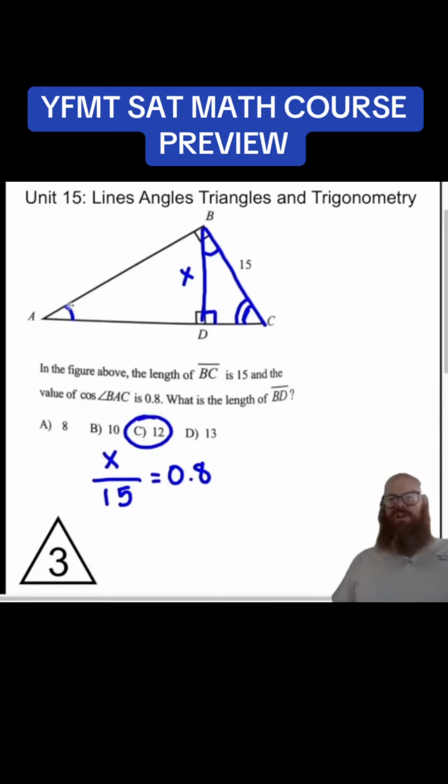All right, so you don't actually use this angle. You figure out which angle is the same over here, and it turns it into a much easier problem.